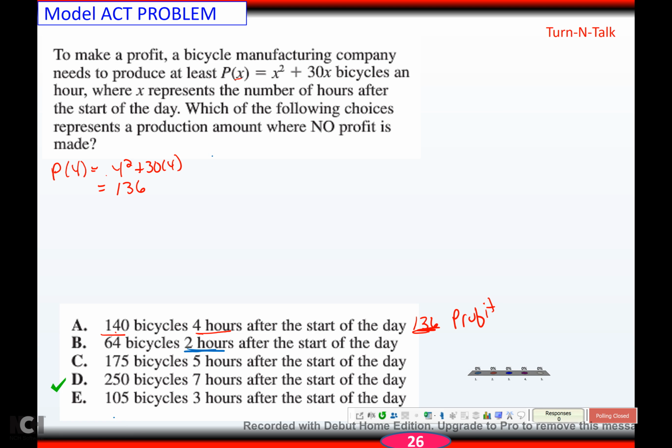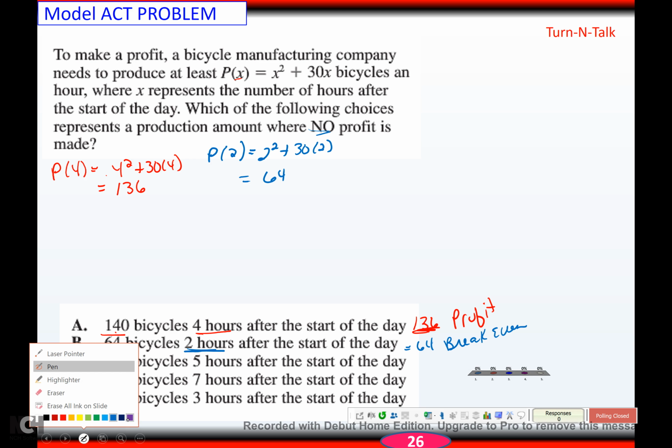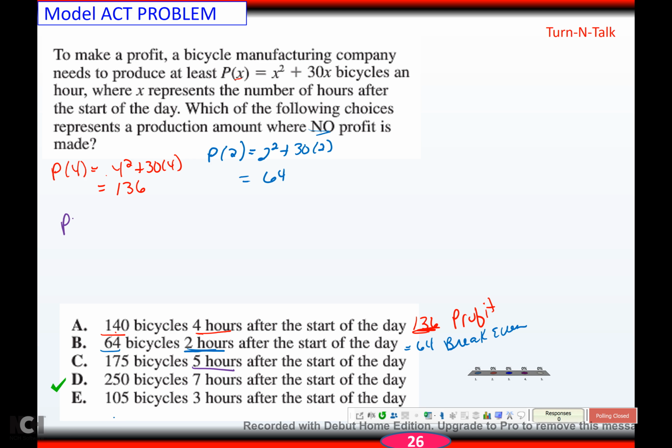So if I find P of 2 equals 2 squared plus 30 times 2, which gives me 64. That's exactly, 64 is equal to 64, so there's not a profit, but they will break even. Okay? And my thing is to show no profit, like you're losing. The next one is 5 hours. So if I find P of 5, I get 5 squared plus 30 times 5, which is 175. Again, that's equal. So again, that would be a break even.